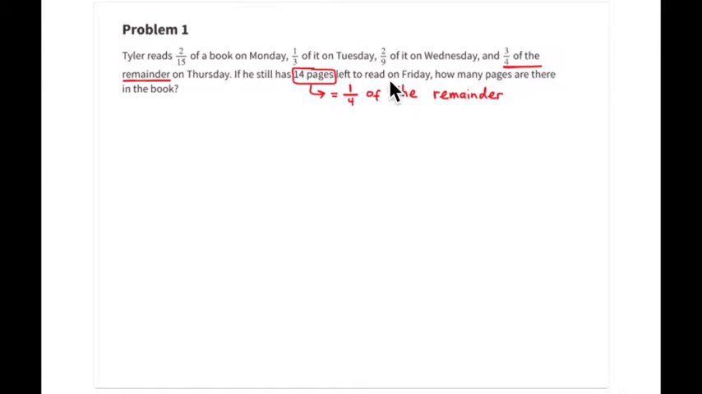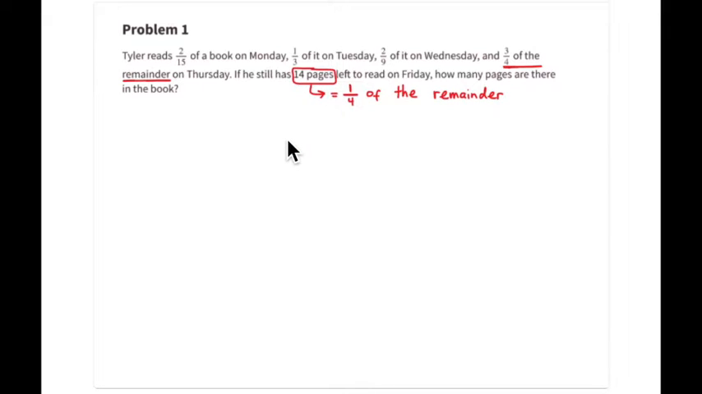So 3/4, let's just go back for a minute. So 3/4 of the remainder of the book he read on Thursday. So remember that those 14 pages that he has to read on Friday is 1/4 of the remainder of the book that he had to read on Thursday. So that's the key. Actually, we can tell what that remainder is right now because it's just 4 times 14. This 14 pages is 1/4 of the remainder. So that remainder is 56 pages, 4 times 14.